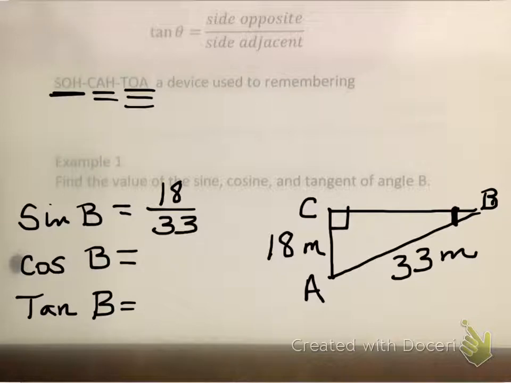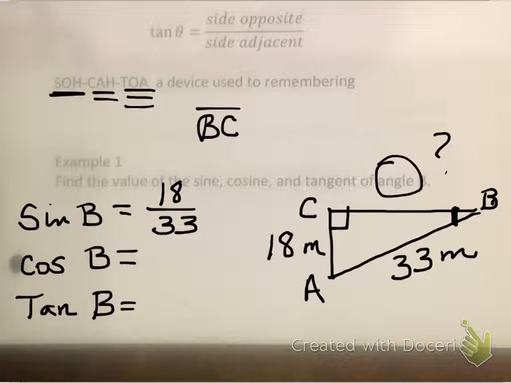Okay, cosine of B is adjacent. Now wait a minute. I don't know what the adjacent is, so I am going to have to find what BC is. What strategy would we use to find a missing side of a right triangle? Well, we need to use the Pythagorean theorem here to find the missing side.